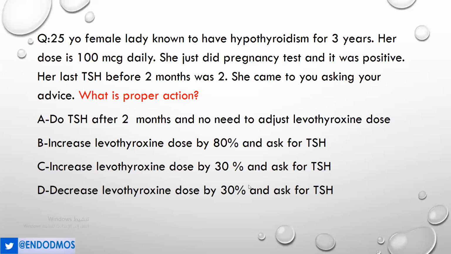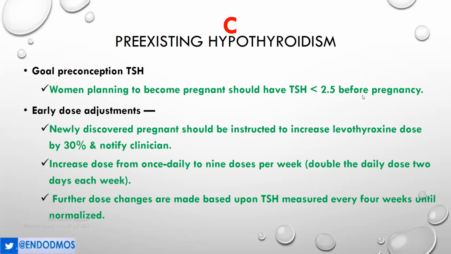Let's review your answers. Majority going with C, excellent. Yes, C is the proper answer here. So pre-existing hypothyroidism, the goal is to keep TSH in the preconception period less than 2.5. Early dose adjustment: a newly discovered pregnant patient should be instructed to increase levothyroxine dose by 30% and notify the clinician.